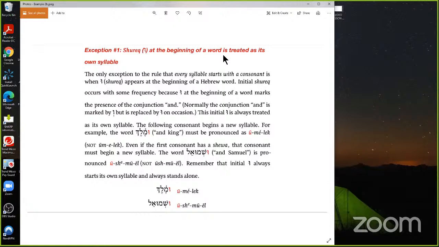umelech, right? Everyone's umelech. It has its own syllable. Even if the first consonant has a schwa, the consonant must begin a new syllable of the word. So "and Samuel" is how? U, Shem, U, El, and not Ush, Mu, El. So remember that the initial U always starts its own syllable and always stands alone.